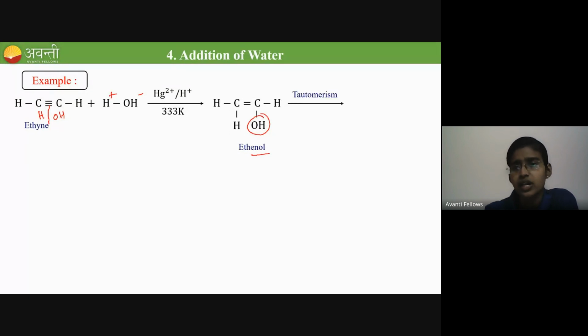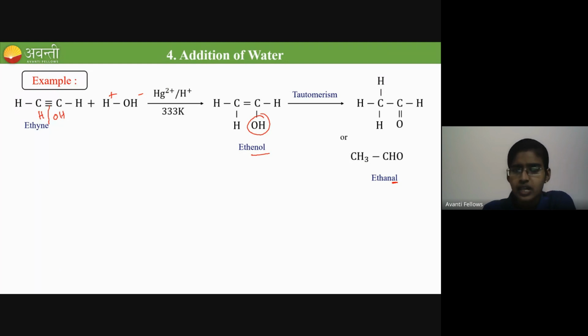This compound undergoes tautomerism to give the enol. So what is al? Al means aldehyde. How are we getting this? These two compounds are interchangeable. This is undergoing tautomerism. Both have the same molecular formula but a different arrangement of atoms, so they are isomers.